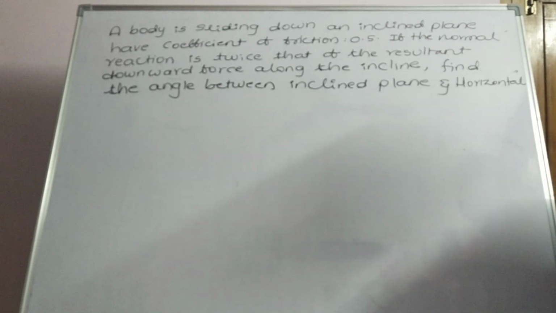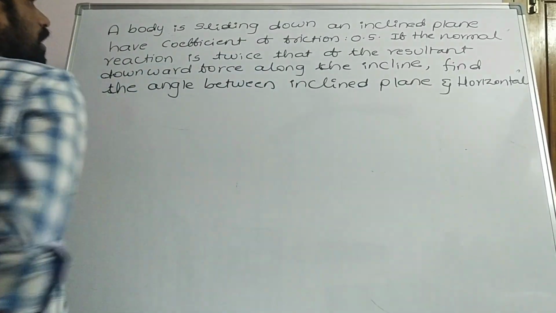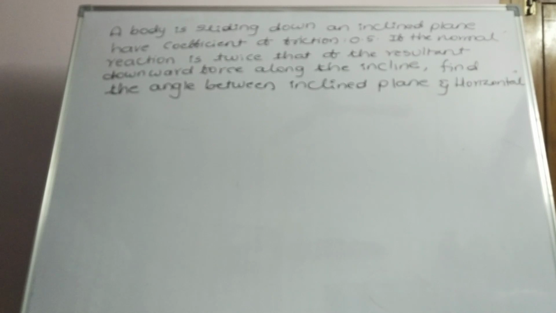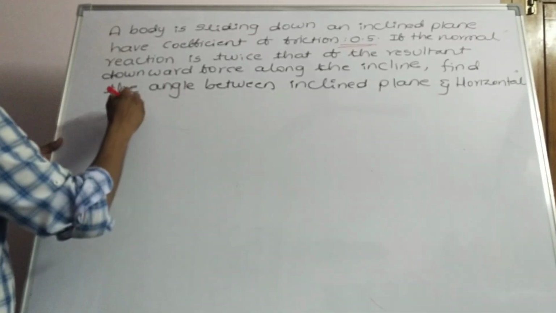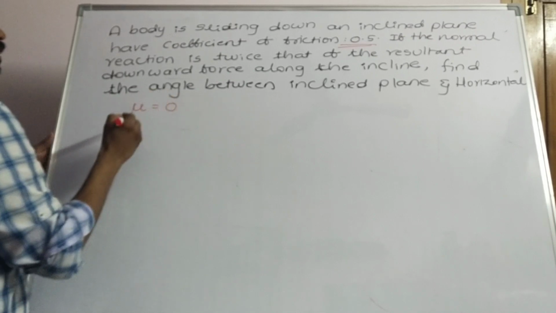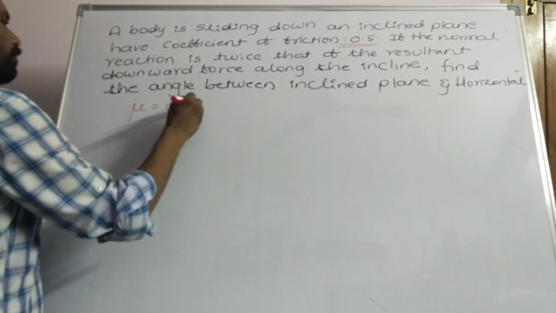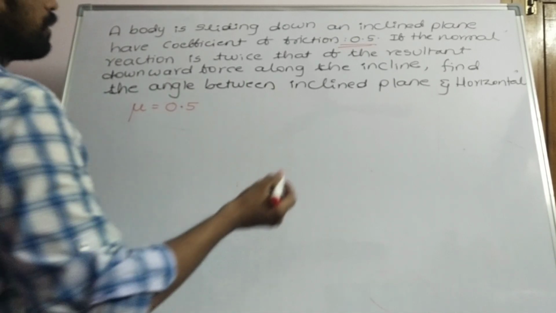Okay, here is the question given. A body is sliding down an inclined plane having a coefficient of friction 0.5. If the normal reaction is twice that of the resultant of a downward force along the incline, find the angle between inclined plane and horizontal. Here a body is sliding down an inclined plane having coefficient of friction 0.5. That means it's a rough inclined plane, so coefficient of friction mu is equal to 0.5 given.